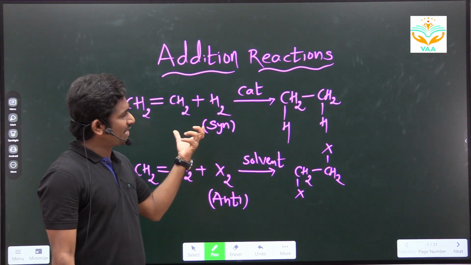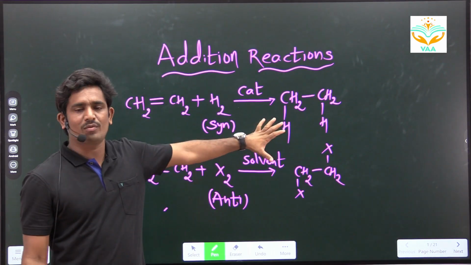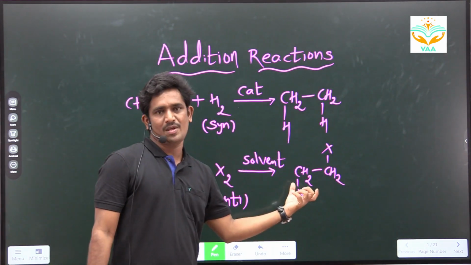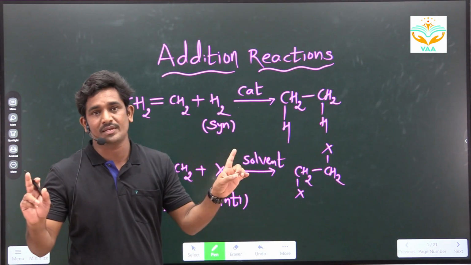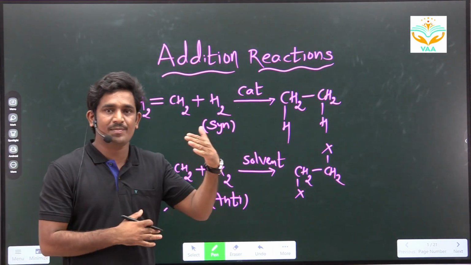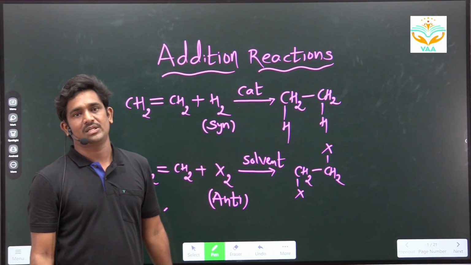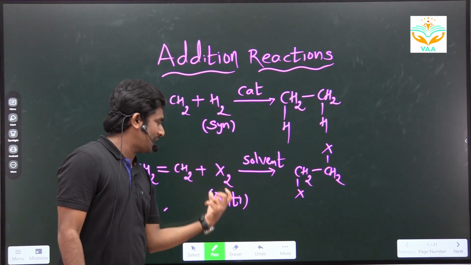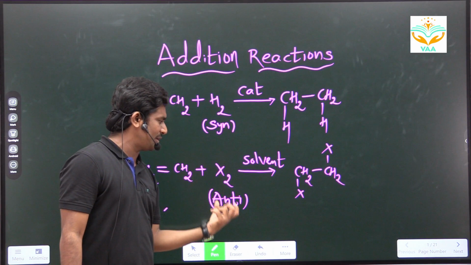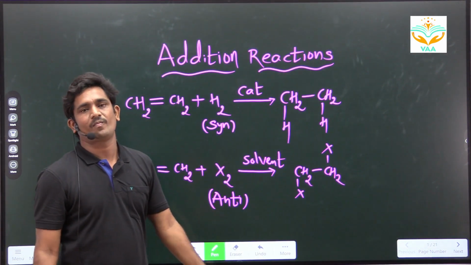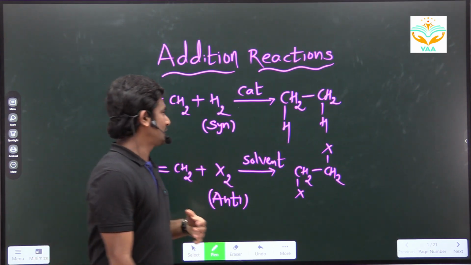Okay, so these are very, very simple examples. Everybody can solve these problems. This is very simple. Everybody can write these products. But this type of question will not come in the main examination. So in the main examinations, which type of questions will come? That we will discuss now. Okay, if you know this syn addition and anti-addition information, you can solve any problem. Okay, right.